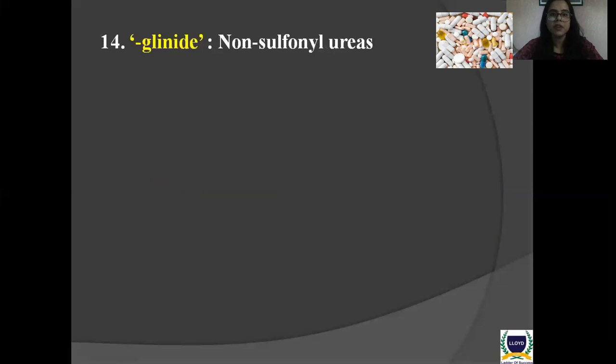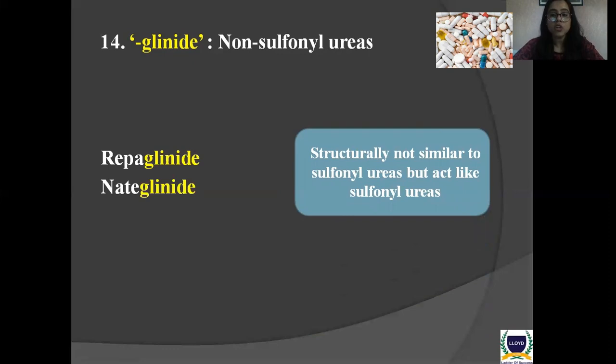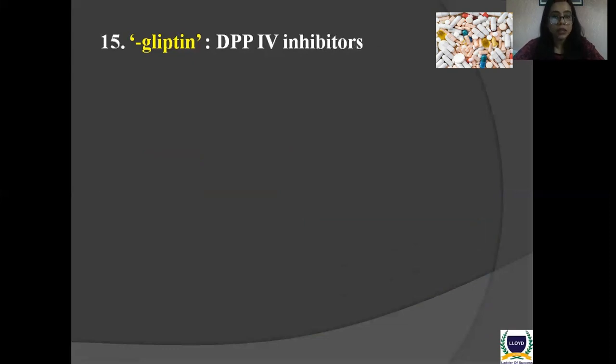Our next suffix is glinide. Glinide indicates they are non-sulfonylureas. Non-sulfonylureas include the drugs repaglinide and nateglinide. These are structurally not similar to the sulfonylureas but act like sulfonylureas. So glinides are categorized under the non-sulfonylureas.